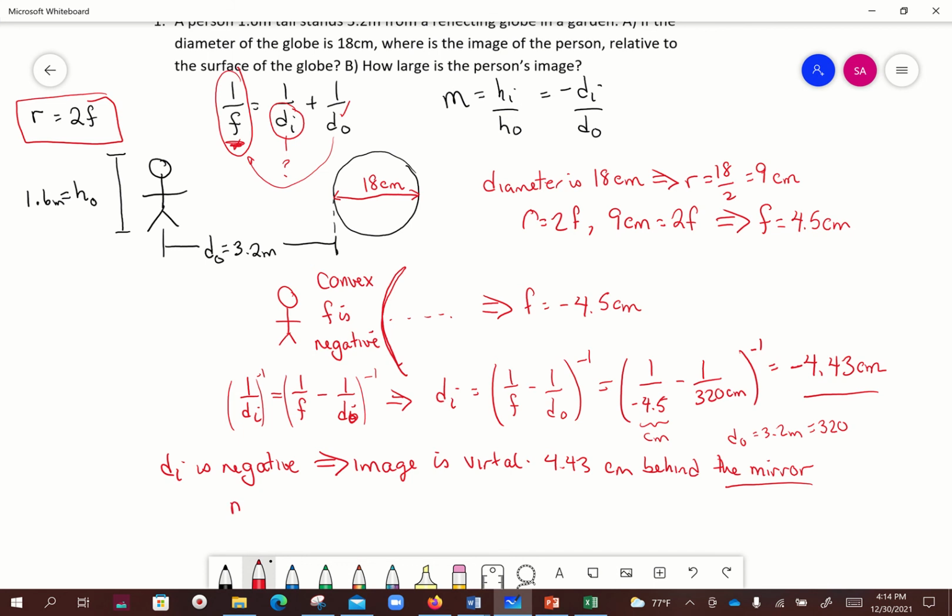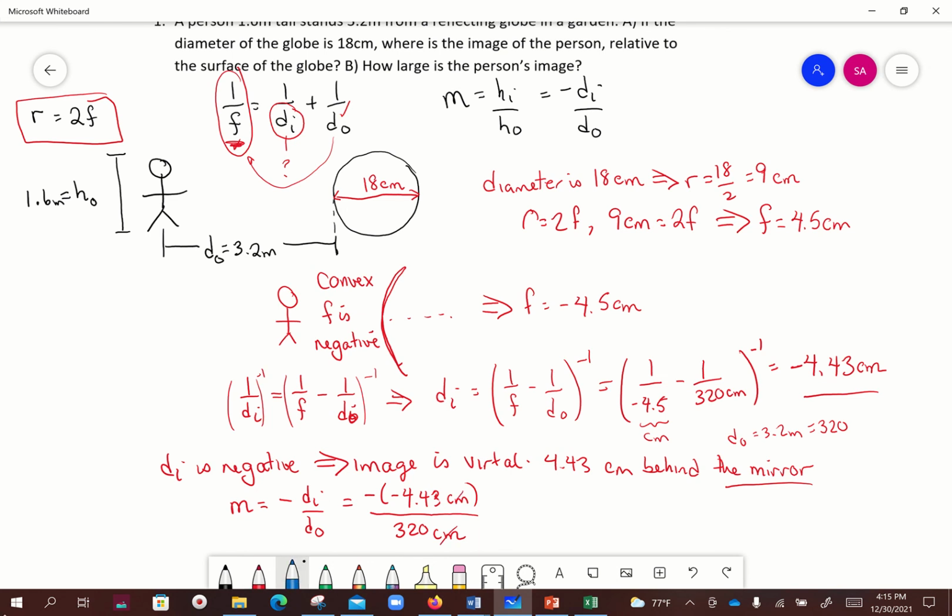The magnification is minus DI over DO. And we know both DI and DO, so it's minus negative 4.43 centimeters divided by DO, which is 320 centimeters. So be careful again, you've got to keep them in the same unit. Since I worked it out in centimeters, I have to put DO in centimeters. So now the units cancel out. Magnification doesn't have any units.